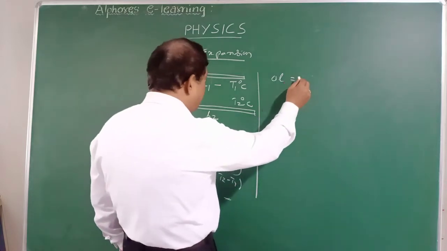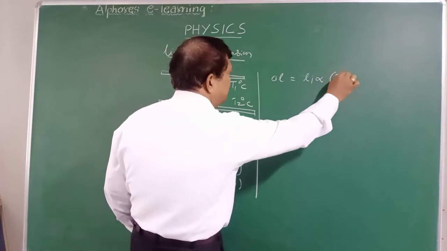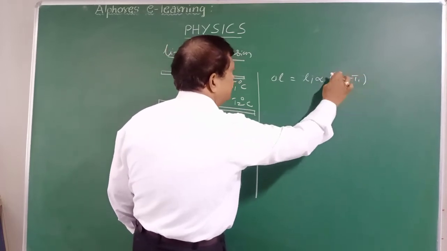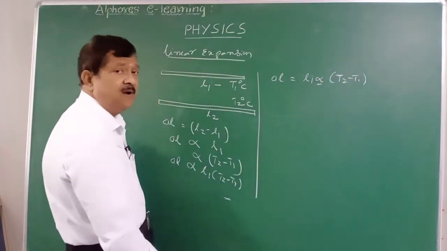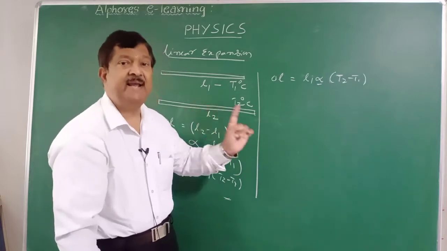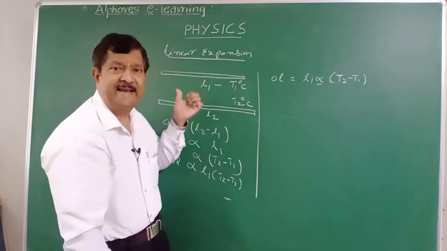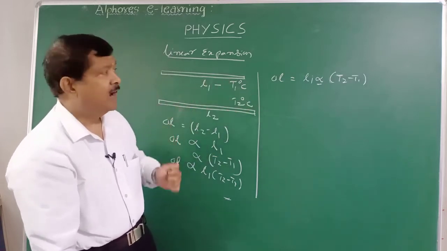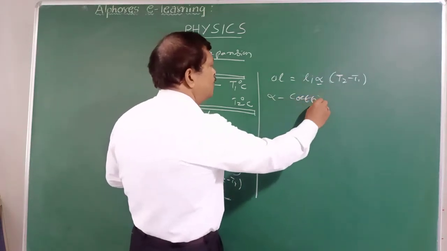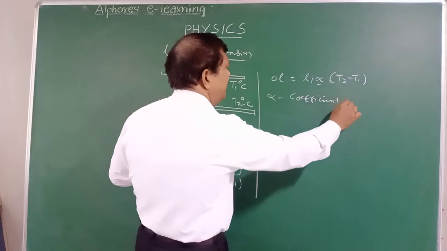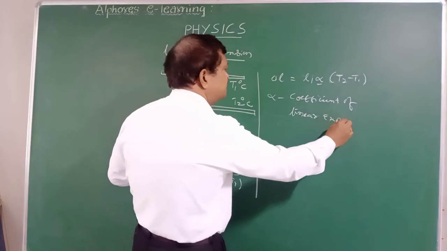Otherwise, you can say delta L equal to L1 into alpha into the change in temperature, which is T2 minus T1. This is the change in temperature. And here alpha is the property related to the material of the wire. Remember, alpha is the property of material, not the wire. It is the property of the material of the wire. And this alpha, we call it as the coefficient of linear expansion.